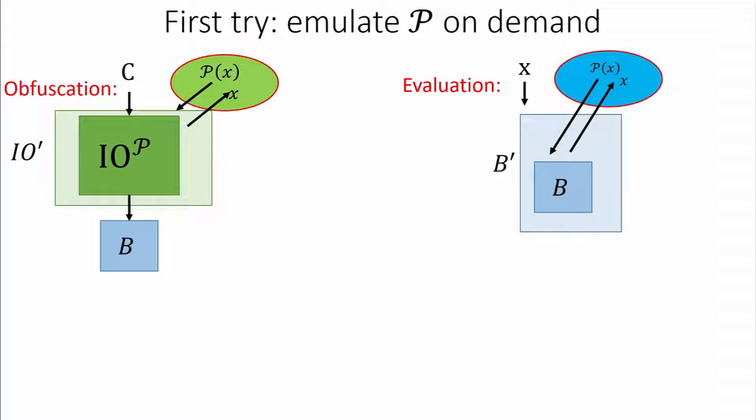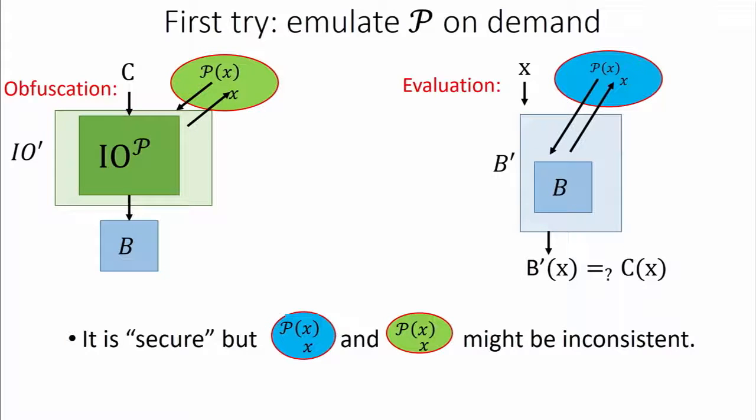Well, one trivial idea is that when you try to evaluate B, B might also try to call the primitive P, and keep simulating the answers from scratch. The problem is that it is secure, so nobody would break it, but it's not going to give you the right answer, because the emulation on the left side and the right-hand side are not even consistent. So what you answer in the green form has nothing to do with the evaluator's randomized simulation of the oracle P.